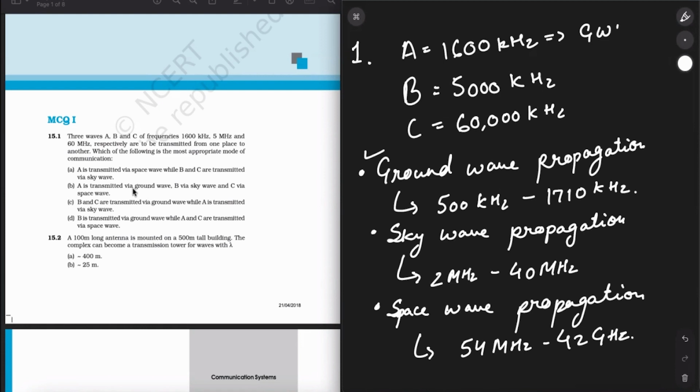And let's see for more. B is in the range of 5000 kilohertz, which can be written as 5 megahertz. So obviously you can see that it will be propagated through the skywave propagation method. So A via ground, B via sky, and similarly space wave will carry the highest frequency.